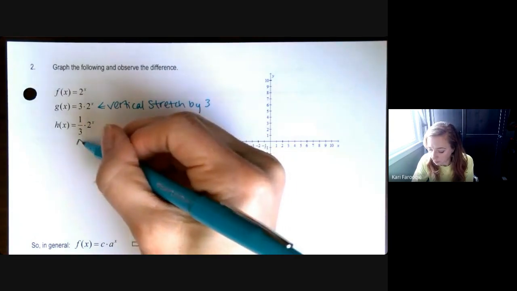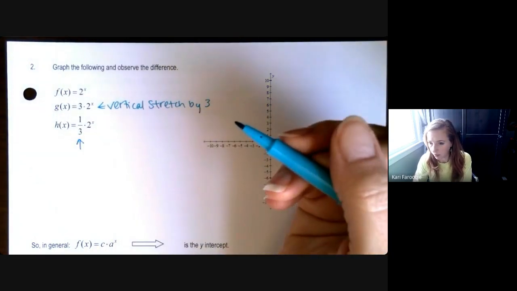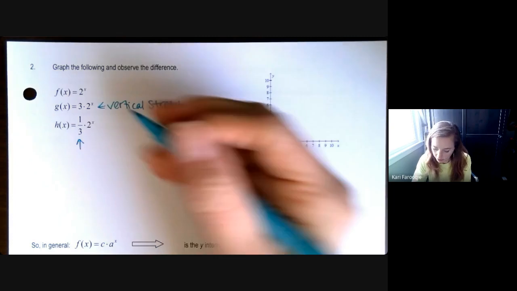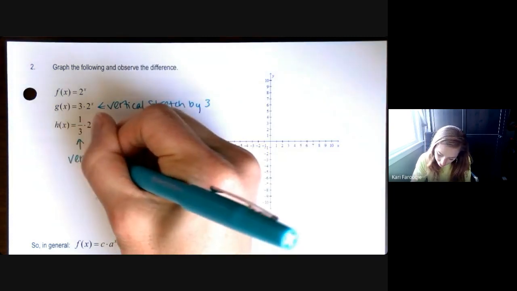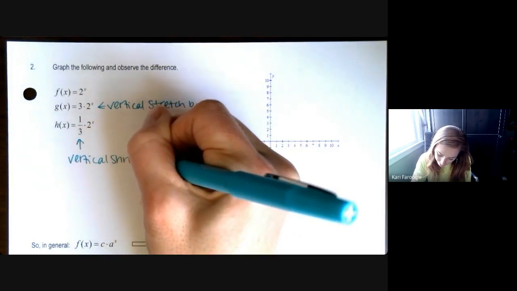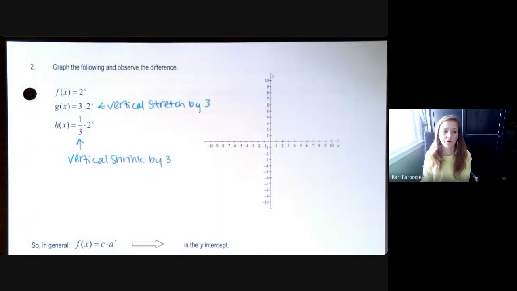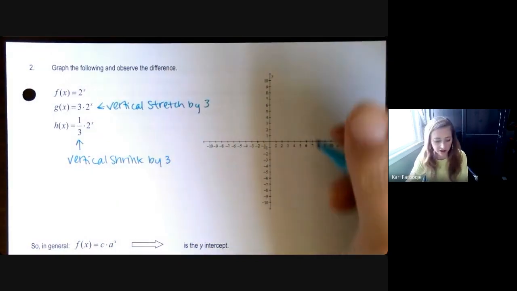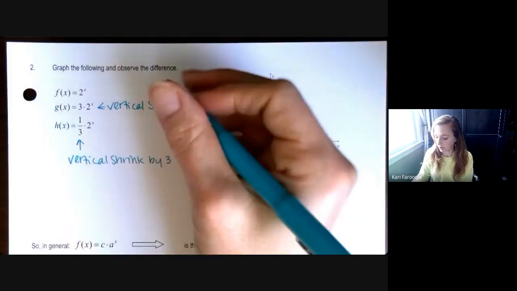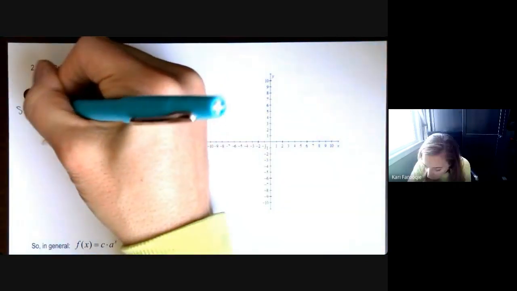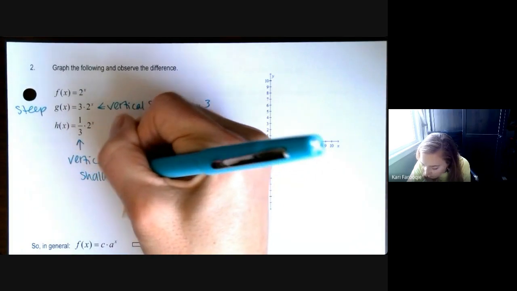And for 1/3, this is going to be a vertical shrink. It's going to shrink by 3 units, or stretch by 1/3, shrink by 3. So this means the values will not grow as quickly. So if we're talking about 2 to the x, this one's going to be steep. This one's going to be shallow.